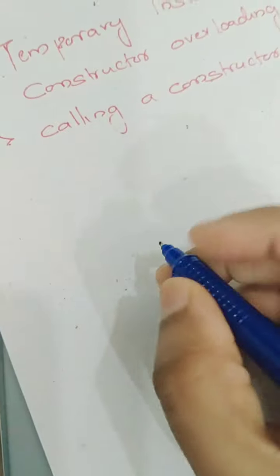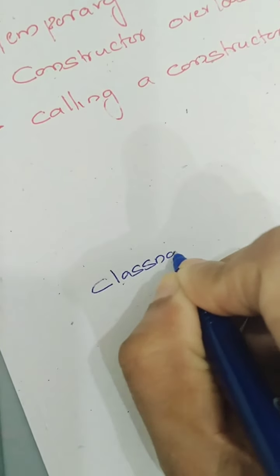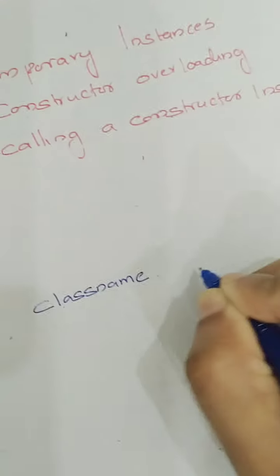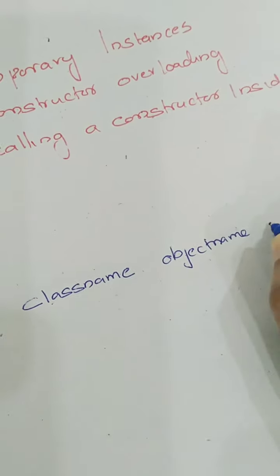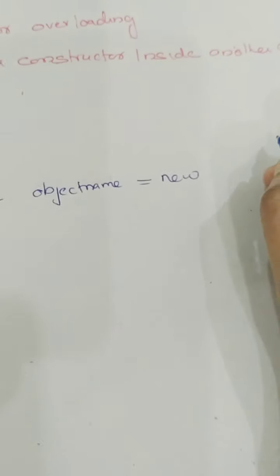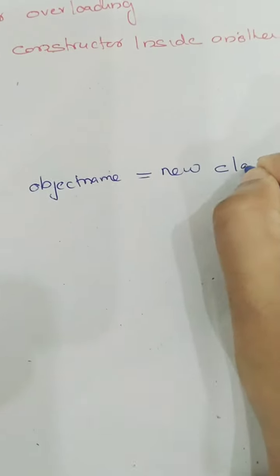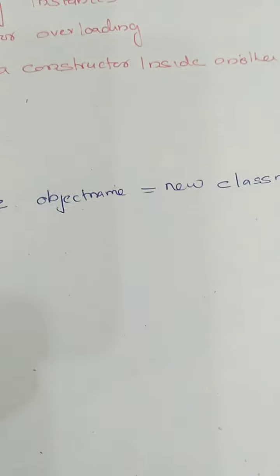How will you create an object? Suppose my class name, I will write class name, object name is equal to new class name of. This way you used to create an object.